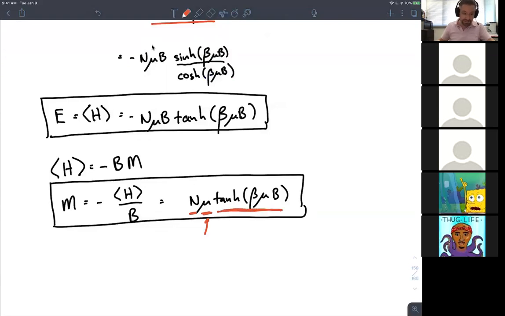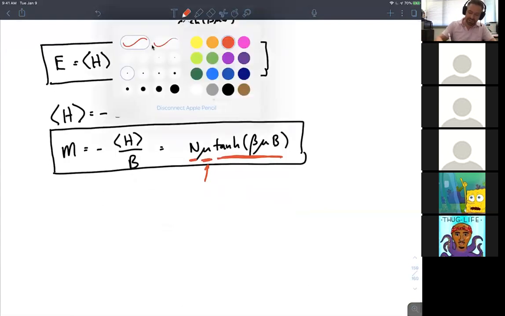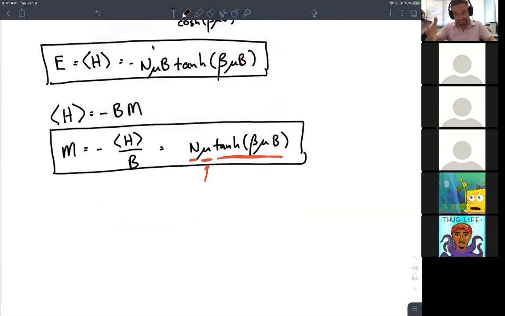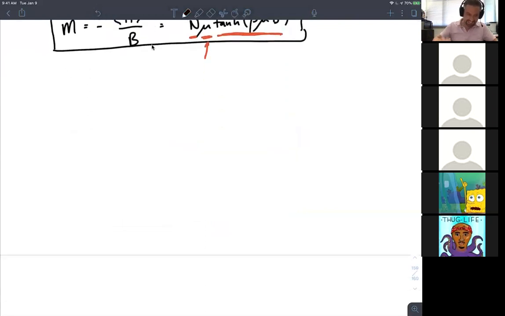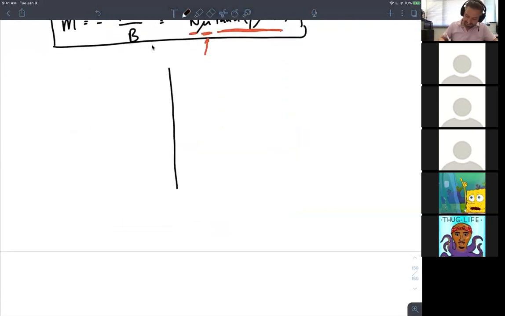Now you've got to think, what the hell does tanh look like? Well, they don't make just anybody a professor. I know what tanh looks like. If we draw it, it looks like this.